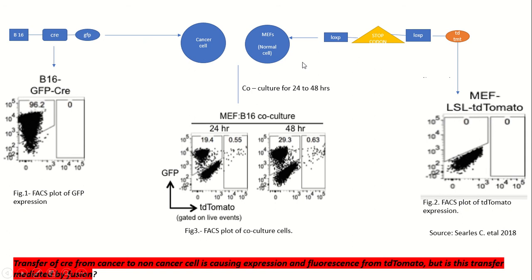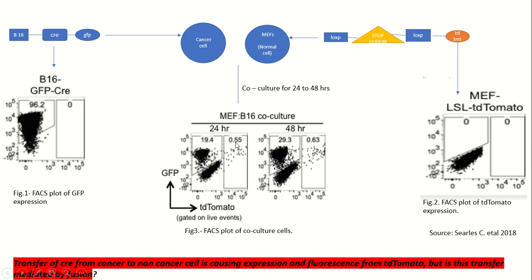Now, what they realized when they co-cultured this cancerous cell with the normal cell, after 24 hours of co-culture, was that 0.55 percent of the cells are now expressing tdTomato fluorescence. As I said earlier, in order to express tdTomato, two important parameters are required. First, the DNA construct that was present in the normal cell, and then the recombinase protein that was present in the cancerous cell.